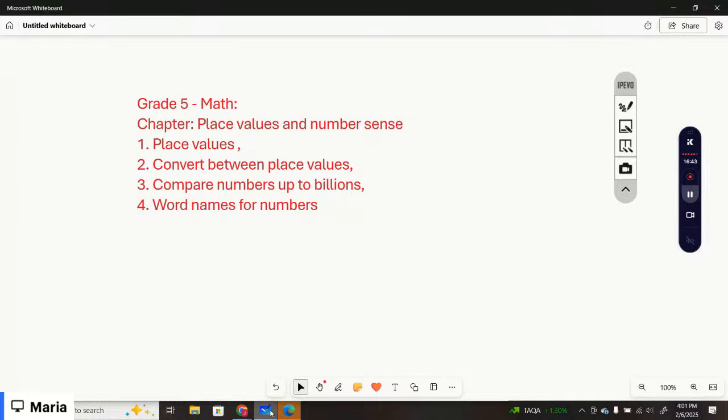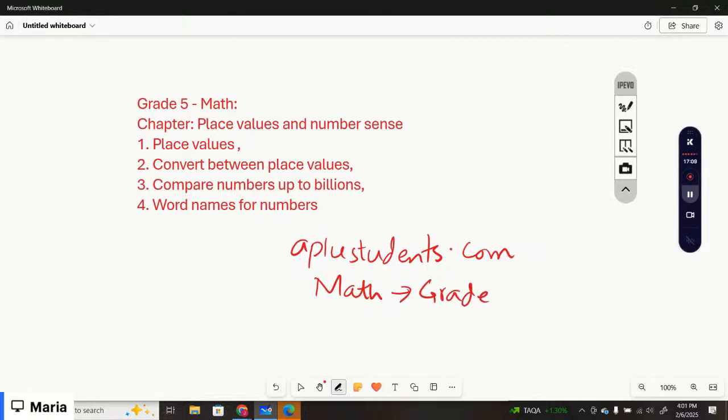We are here for grade 5 math. You can find all the lessons on aplusstudents.com. You have to log in there using your email address and password as provided by the administrator. Then select math from the subject tab, scroll down to grade 5 math, and click on view all lessons. There you can find a list of the chapters. We're going to start with the chapter place values and number sense.